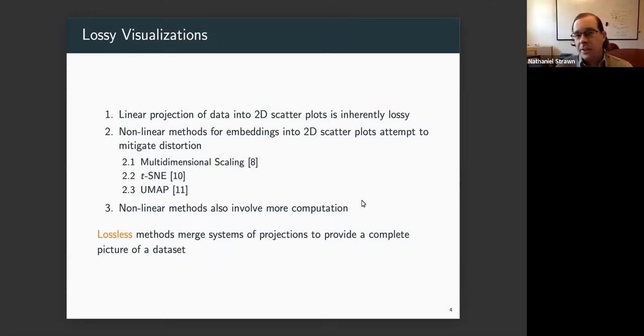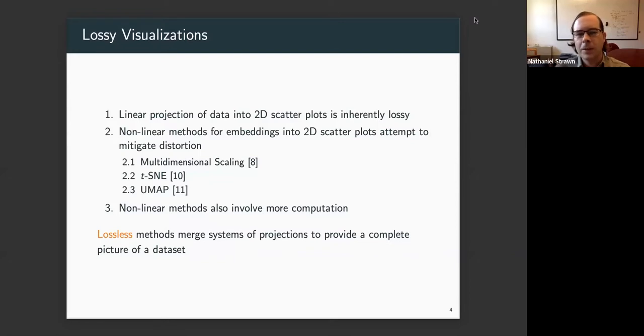Nevertheless, 2D scatter plots are incredibly useful. You use them all the time for data visualization. They can tell us really important and intuitive information about data sets, and that's why we see them everywhere. Of course, there are nonlinear methods, and they manage to mitigate certain distortion properties, and in particular, they're very good for depicting cluster structures that might emerge in high dimensional data sets.